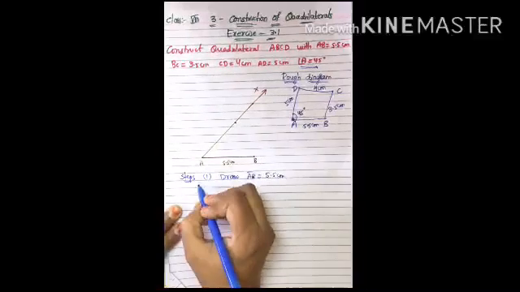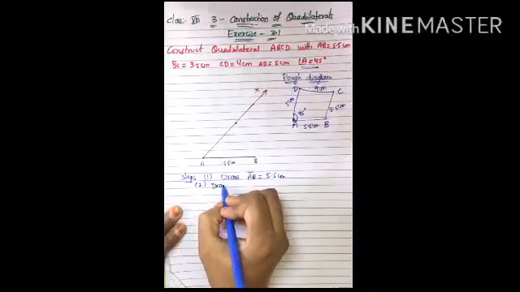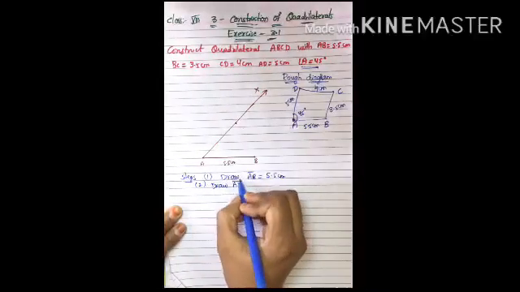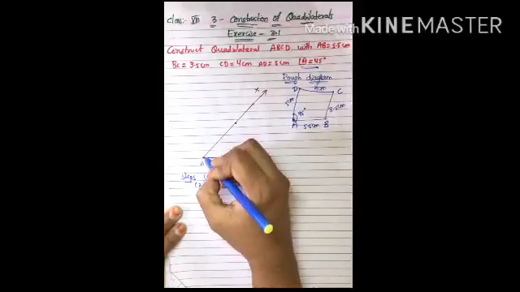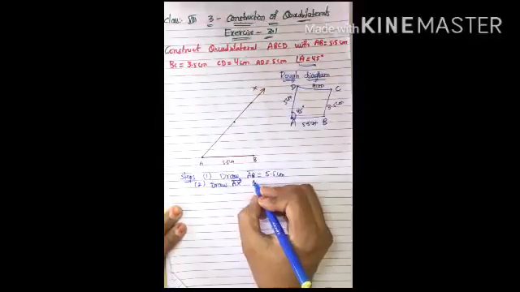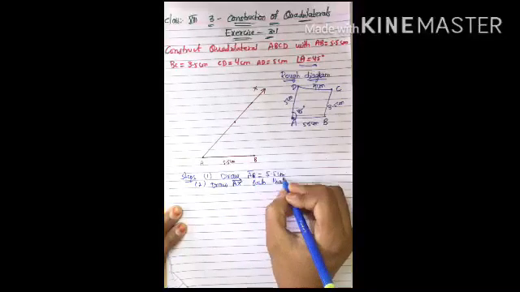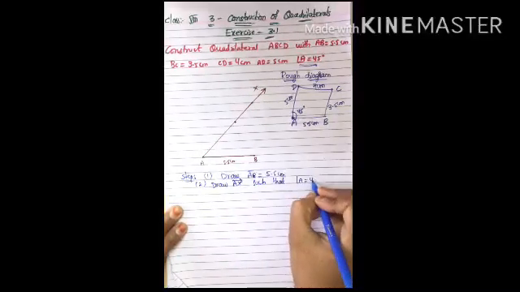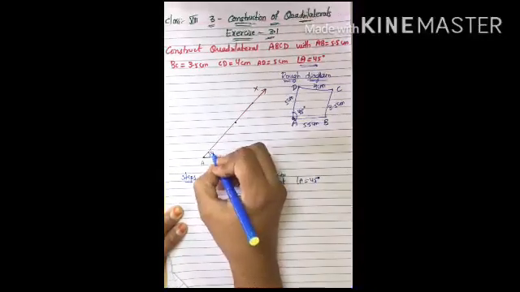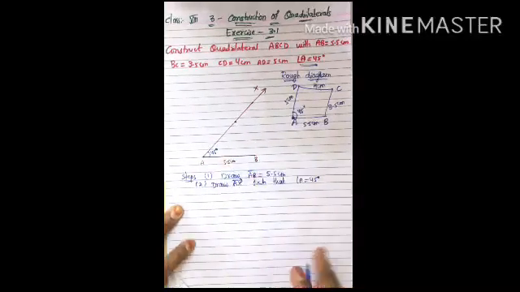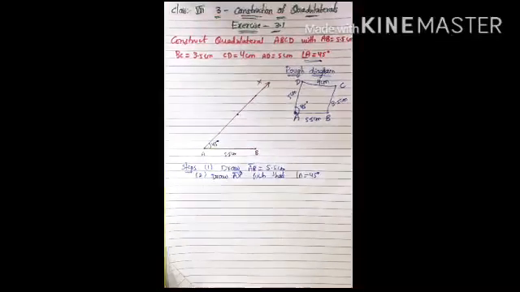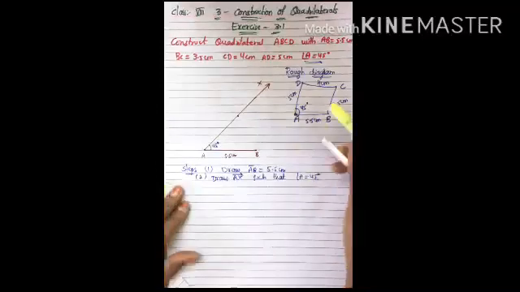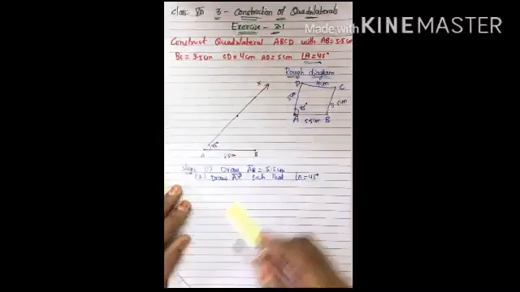Next, draw ray BX. Here you are drawing an angle. Whenever you draw an angle you write ray BX such that angle A equal to 45 degrees. So here angle A is nothing but 45 degrees. Next, you see the rough diagram. If you see the rough diagram, from B to C you have 3.5.